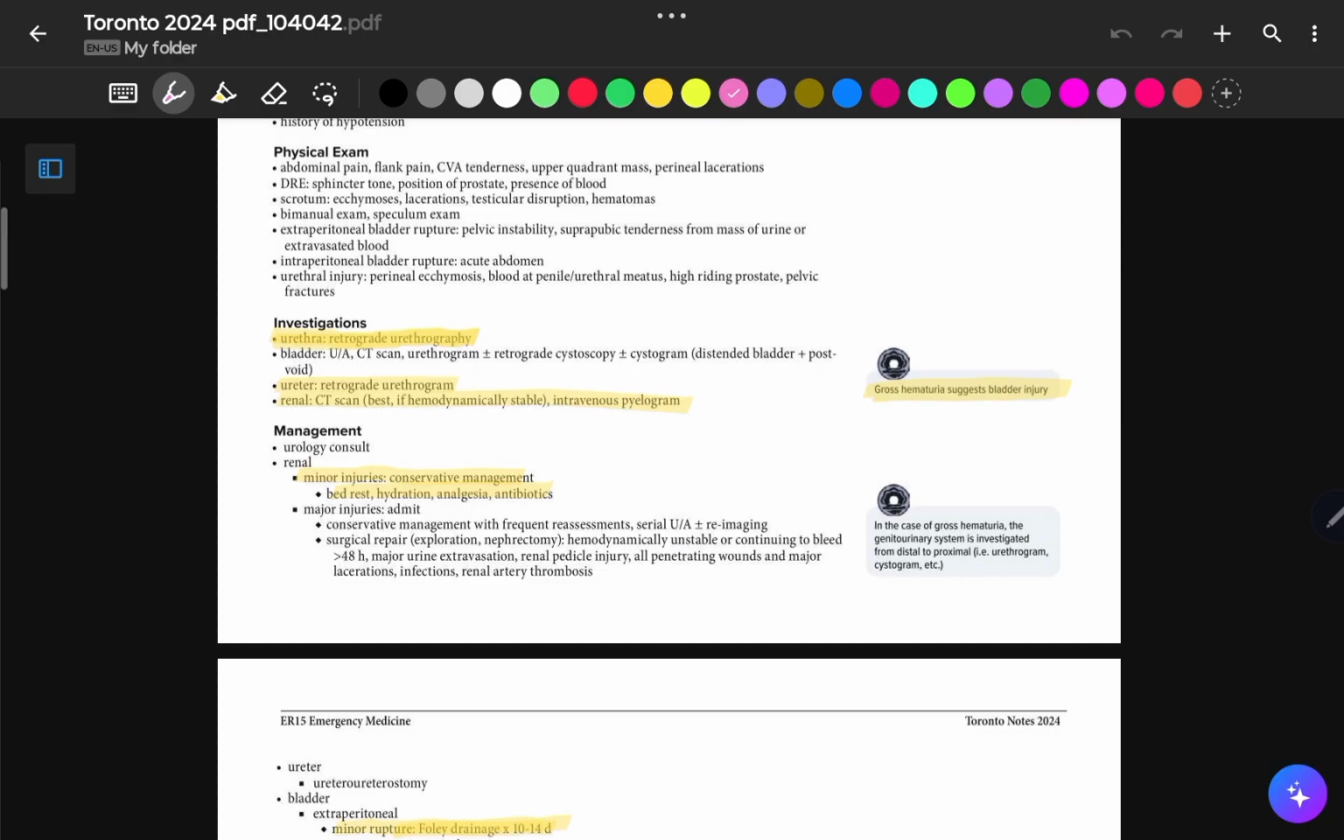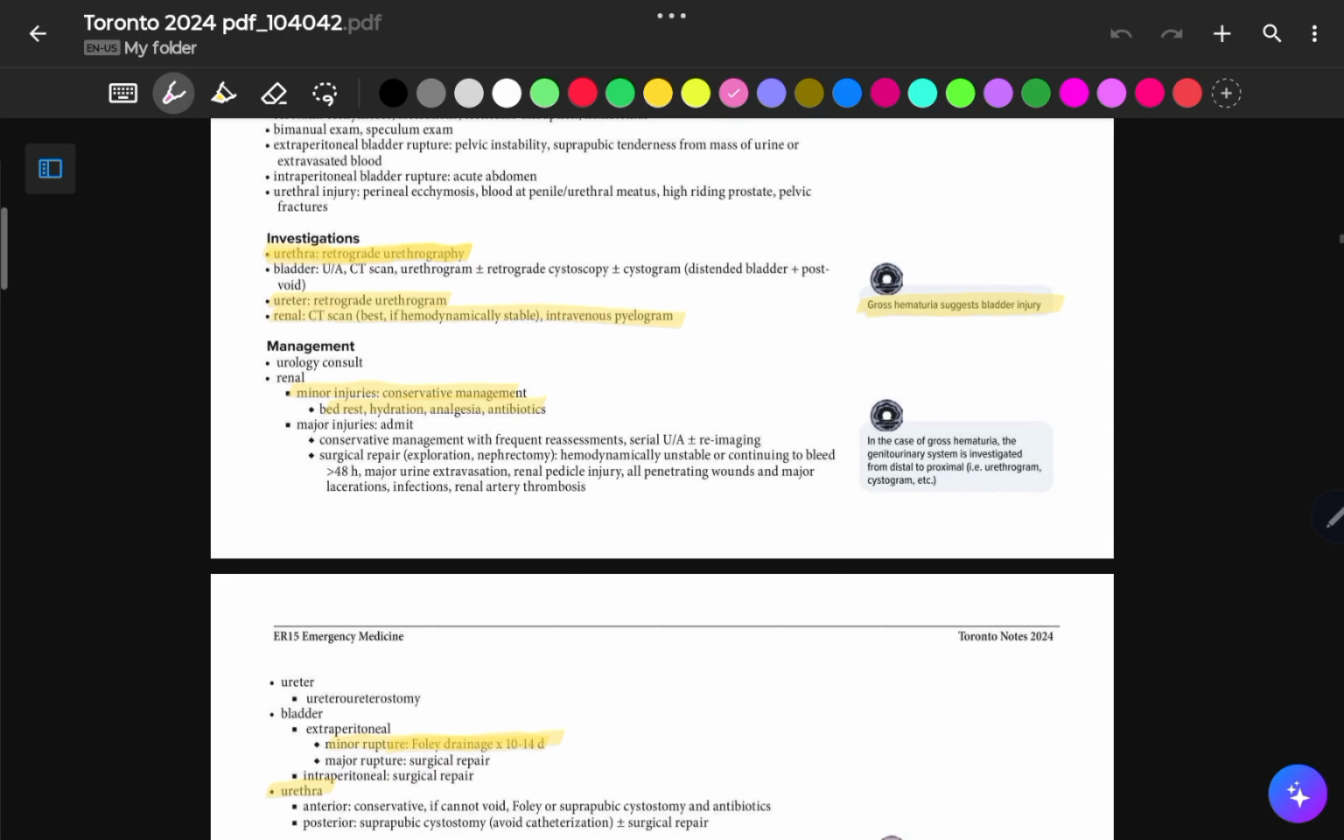You check the scrotum for any ecchymosis, laceration, testicular disruption, or hematomas. You do your bimanual and speculum exams in females. If you have an extraperitoneal bladder rupture, you might have pelvic instability and suprapubic tenderness from urine or extravasated blood. So you want to check for any urethral injury.